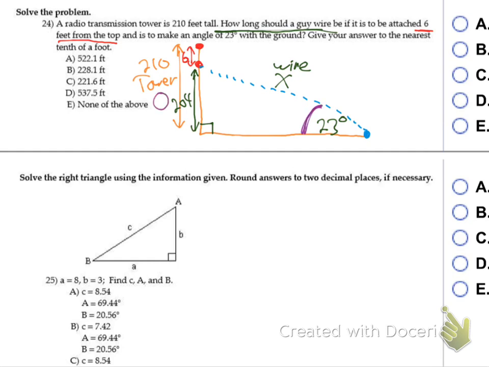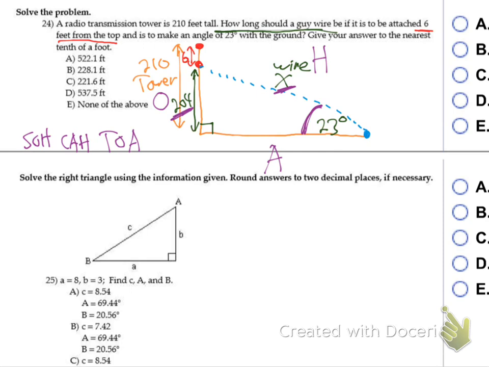This side is opposite. This is adjacent. This is hypotenuse. So think about SOHCAHTOA. You getting it? You remember how to do these trig things? So using SOHCAHTOA, what two sides am I going to use? 204 and the x. So that's opposite and hypotenuse.